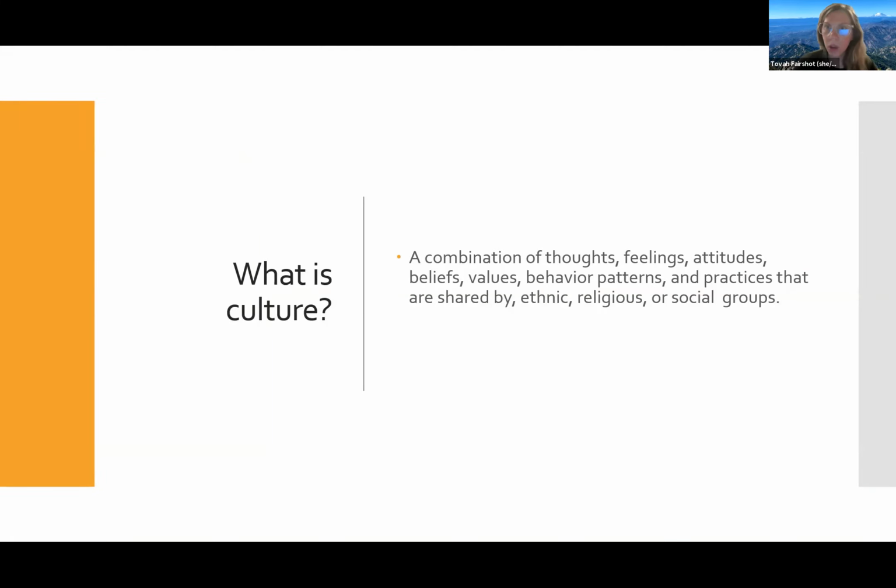So when I use the term culture, I just want to be clear that we all have the same definition of what culture is. And when I'm talking about culture, I'm talking about a combination of thoughts, feelings, attitudes, beliefs, values, behavior patterns, and practices that are shared by either ethnic, religious, or social groups.